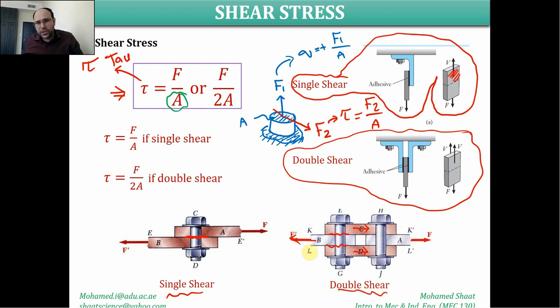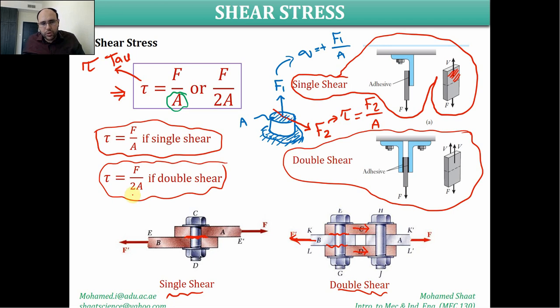So what is the difference in this expression between single shear and double shear? For a single shear, the tau, or the shear stress, will be the force divided by one area. Why one area? Because it makes sense, we are slicing from one area. But in the double shear, you're going to divide by two areas, to double the area. Why double the area? Because we are slicing over two areas or two sections, so we have to count the area of this section twice. Make sense?